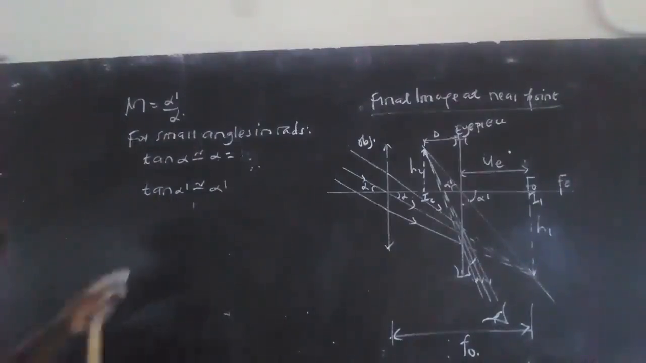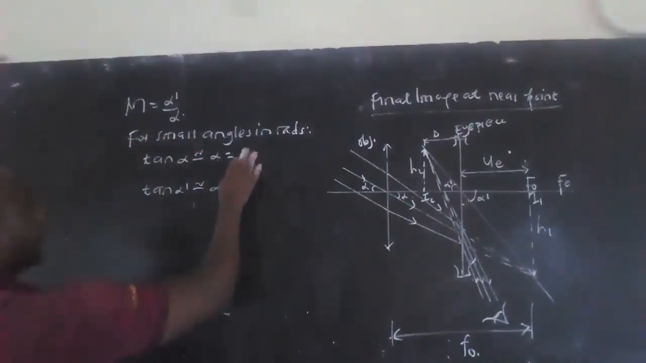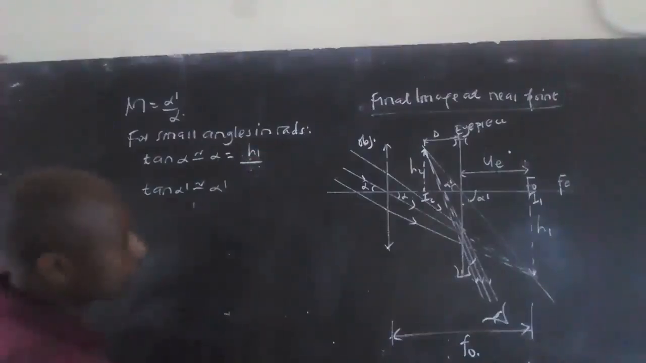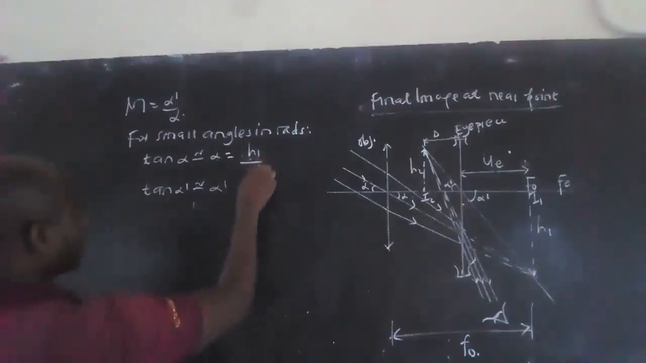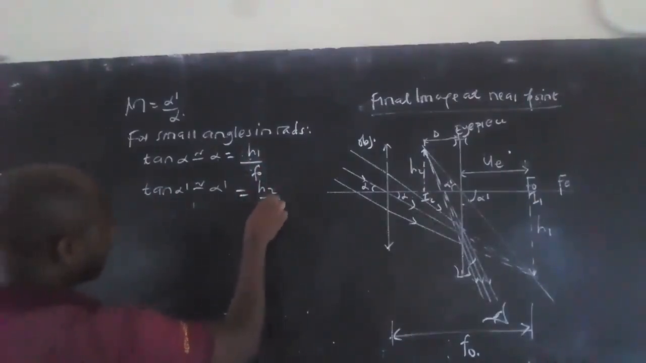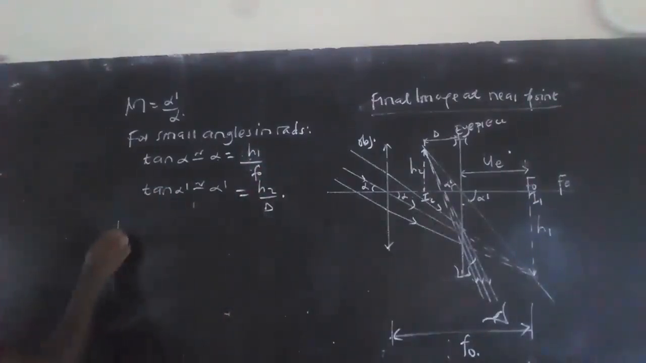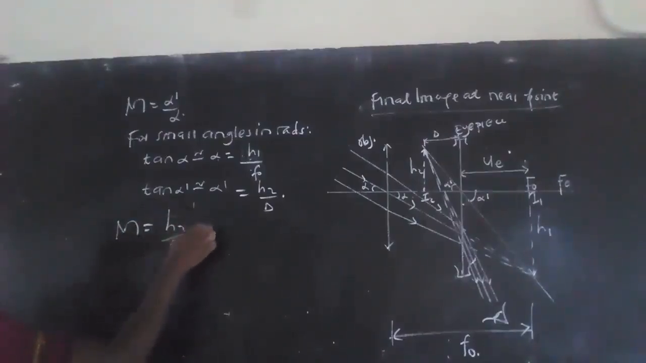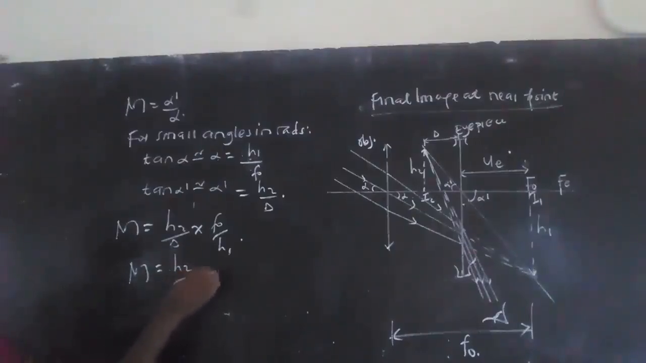For small angles in radians, tan of alpha is equal to H1 over the distance, which is F naught. Tan of alpha prime is equal to H2 over D. So we divide: magnifying power equals alpha prime over alpha, that is H2 over D, times F naught over H1. So magnifying power will become H2 over H1 times F naught over D.